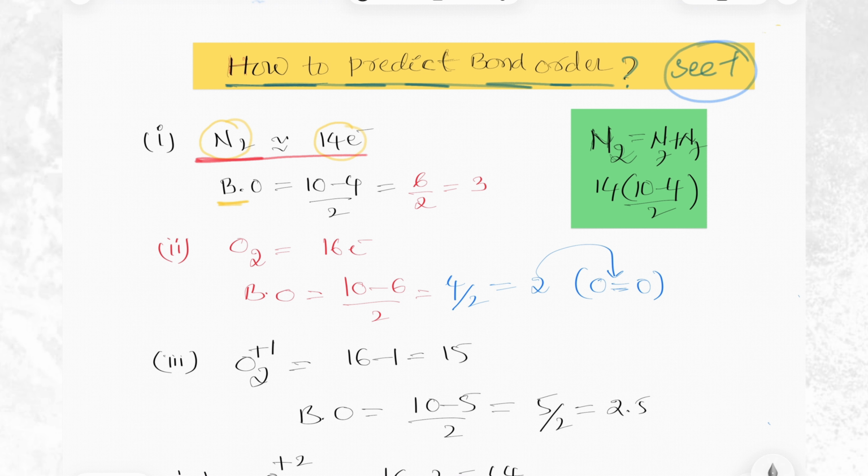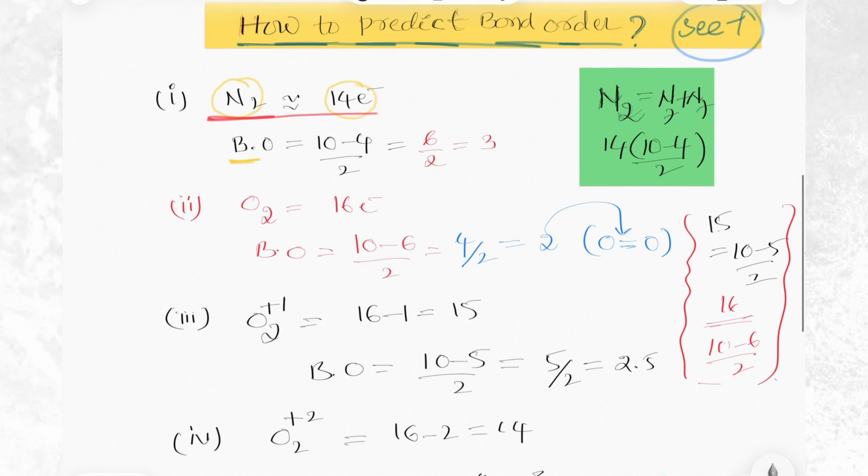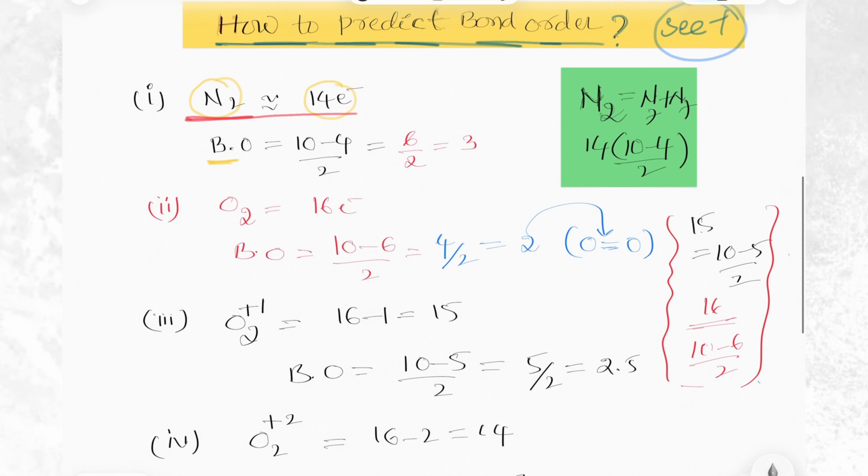If it is 15, then we can write (10 minus 5) by 2. Clear? If it is, for example, 16, then you can get the idea: (10 minus 6) by 2. So this is a way to get the shortcut within a fraction of seconds. We'll see whether it is possible to find the bond order.